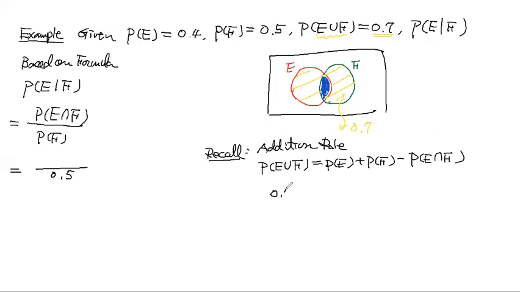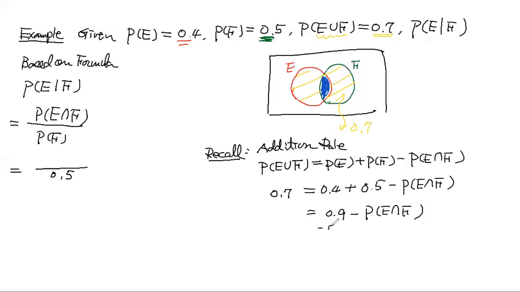So now the problem gives us the union, which is 0.7. And the problem gives us PE, which is 0.4. And the problem also gives us PF, which is 0.5. So I add 0.4 plus 0.5, then I'm looking for the common area, E intersection F. So now this will be 0.9 minus the probability of E intersection F.